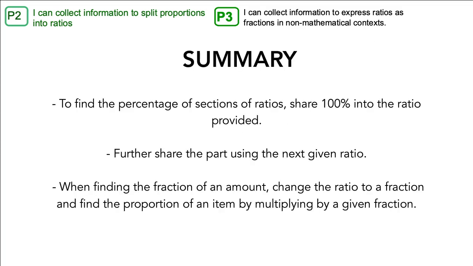To summarize, to find the percentage of sections of ratios, share 100% into the ratio provided. Further, share the part using the next given ratio. When finding the fractions of an amount, change the ratio to a fraction and find the proportion of an item by multiplying by a given ratio.